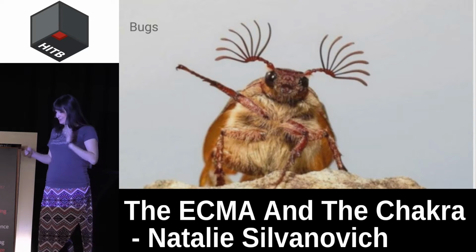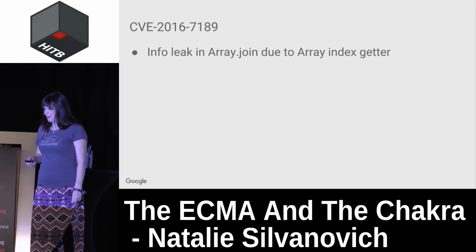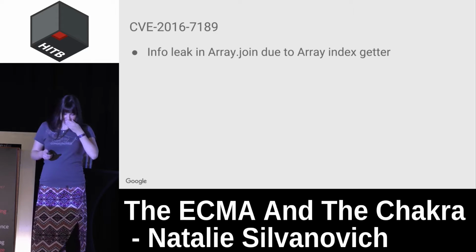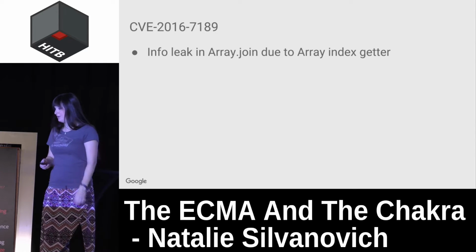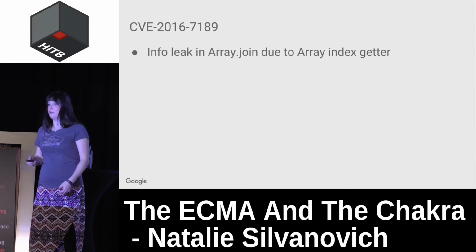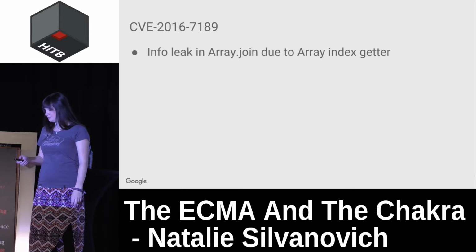So now moving on to some fun and exciting bugs. I'm going to start off with this one, and this one is due to the ability to put a getter on an array, and it's in array.join, which is basically toString for an array. It's something that you put an array in, and it creates a string so that you can print it.